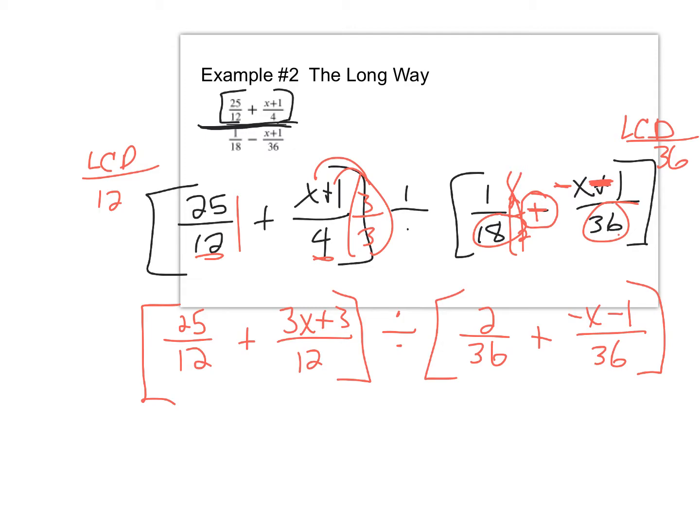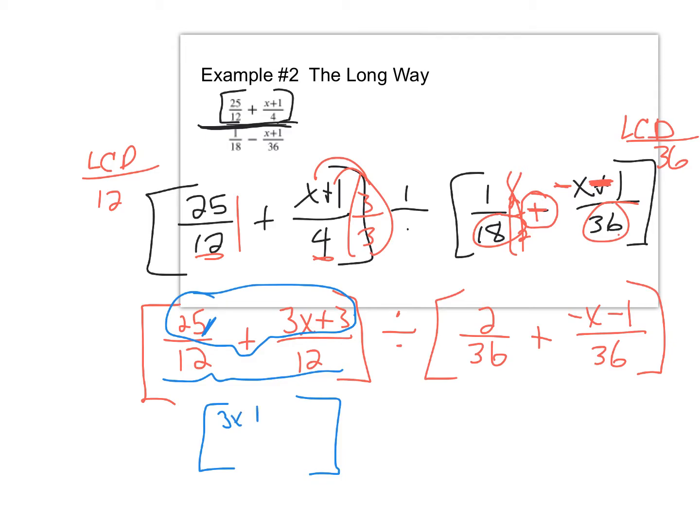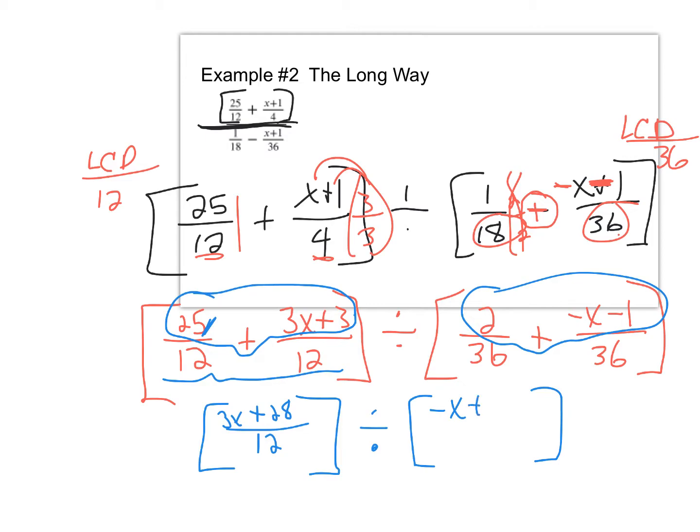All right, now that we have this, let's combine everything inside the brackets. We can't do anything until we have one number left inside. So let's go across the top and combine like terms. So 25 and 3 is 28. So we're going to have 3x plus 28 all over 12. Now don't reduce anything right now. Let's keep it the way it is. We'll deal with that after. Divided by. Now over here, combining the tops, we're going to have negative x plus 1 over 36.